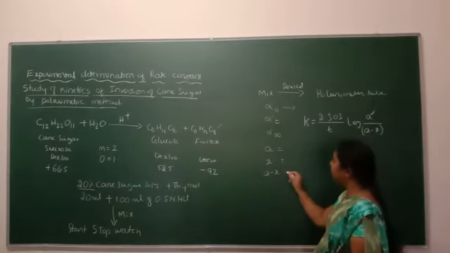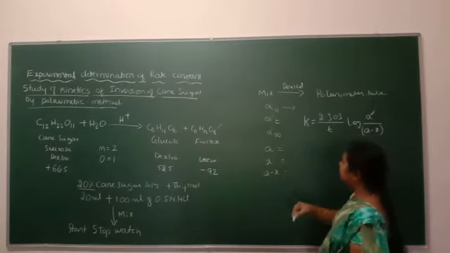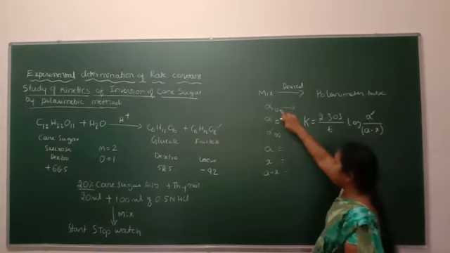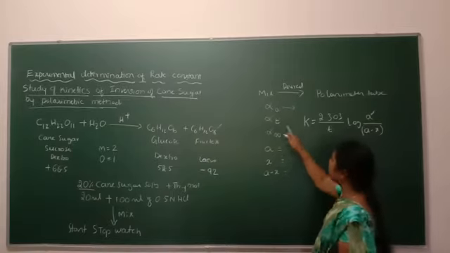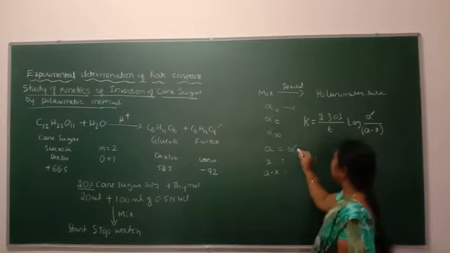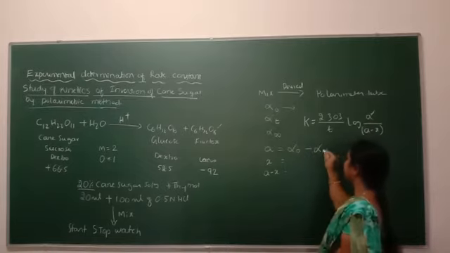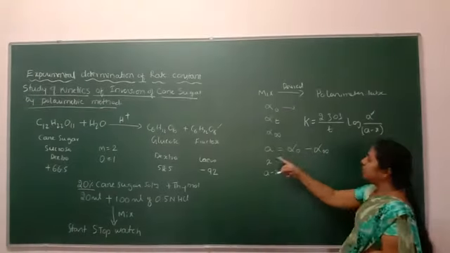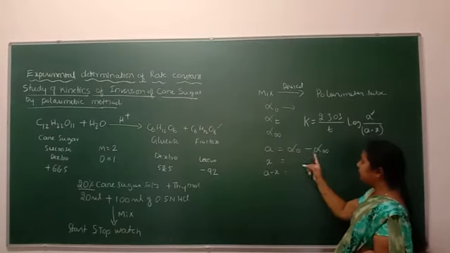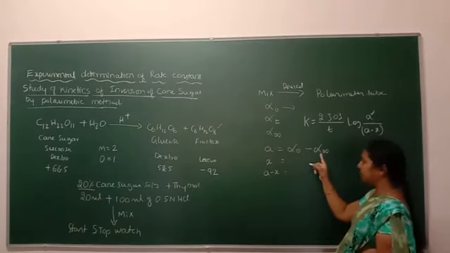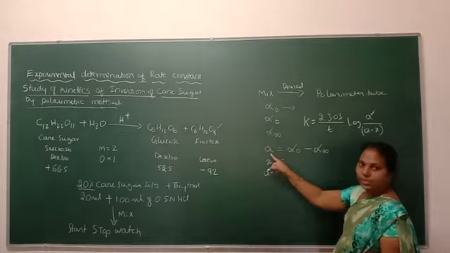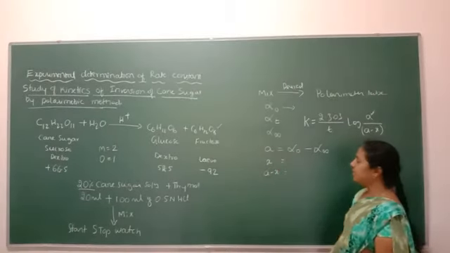So how can we calculate the value of a? a is calculated by taking the difference between alpha naught and alpha infinity. That is alpha naught minus alpha infinity we will consider. To get the value of a, we will take the difference between alpha naught and alpha infinity, so that we are going to get the value of a, which is nothing but the initial concentration of reactant.